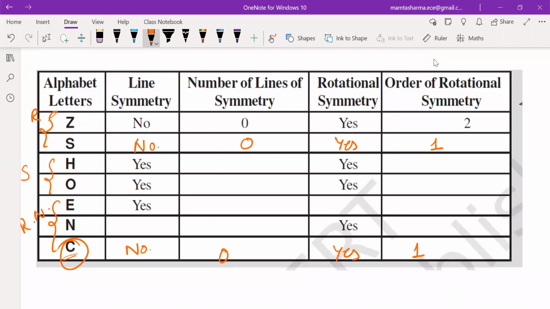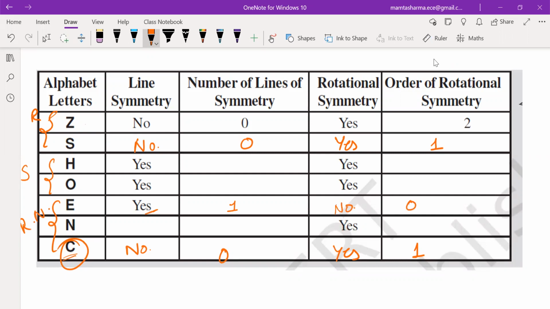Shiva Pranav, tell me. Ma'am, 1 minute, I'm writing. Ma'am, shall I tell mine? Yes, Ritvik Nimala, tell me. Ma'am, line of symmetry, yes. Ma'am, number of lines, 1. Ma'am, rotational symmetry, no. Ma'am, 0.